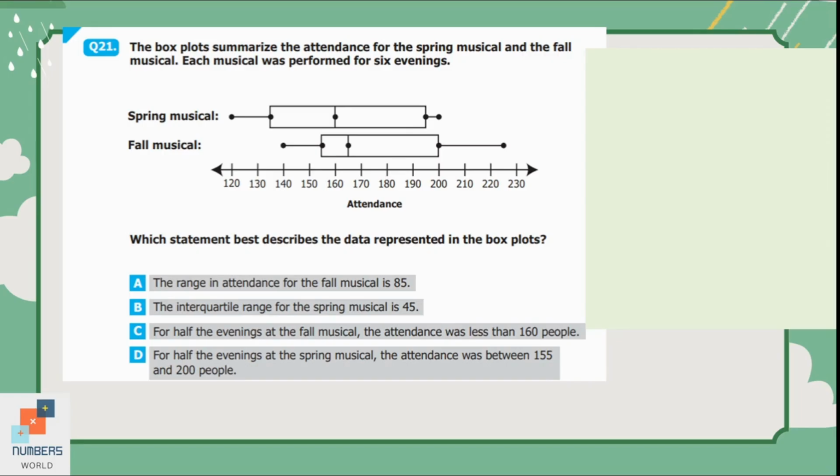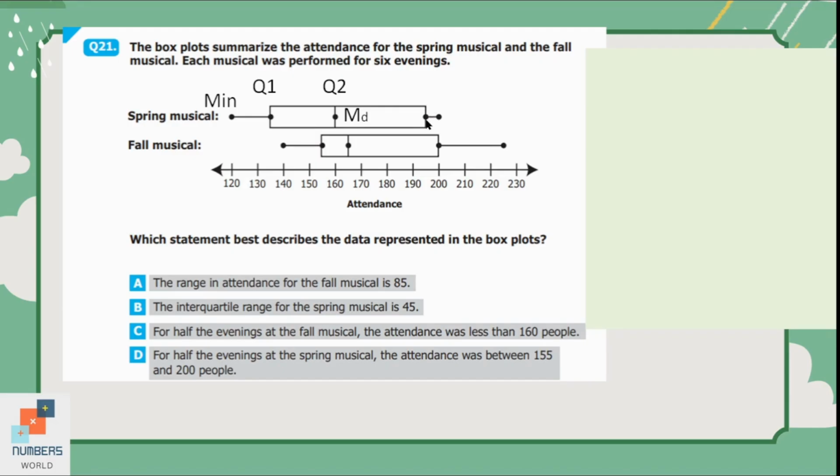The first dot is representing the minimum value of the data. From the first dot to the second dot, we have our first quartile. 25% of the data is represented through this line. Then the center dot is representing the median of the data. And here we have our second quartile as well.